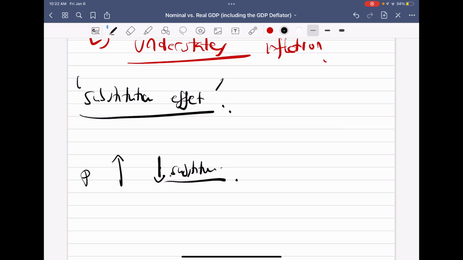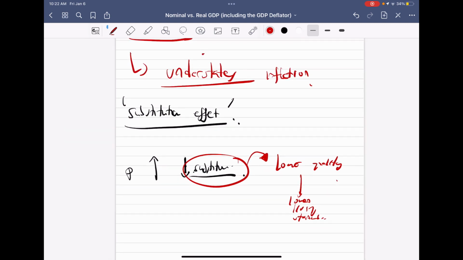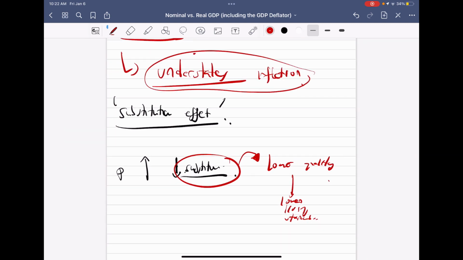The GDP deflator would record that, but it does not realize that if you substitute something with a good of lower quality, then the consumer is getting lower quality, right? And when the consumer is getting lower quality, it lowers their living standards. And that is why the GDP deflator is said to understate inflation. If you don't understand this concept of the substitution effect, it's totally fine, because I'll continue this in the next video about the consumer price index.